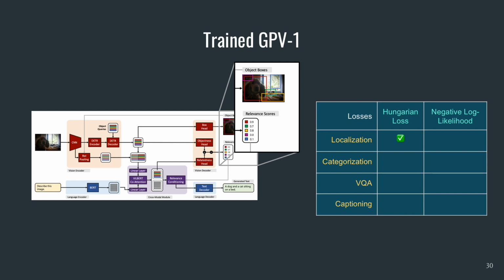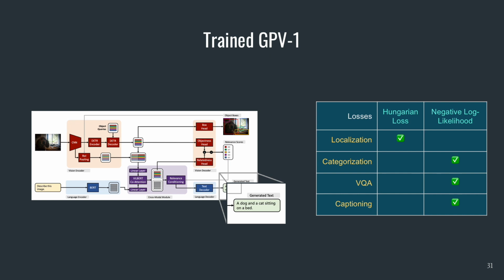The model is trained using only 2 losses. Samples that provide bounding box supervision, such as those from the localization task, are used to compute DETR's Hungarian loss. And samples that provide text supervision, such as in the case of categorization, VQA, and captioning, are used to compute the negative log likelihood of the ground truth text. Both these losses are minimized via the AdamW optimizer.